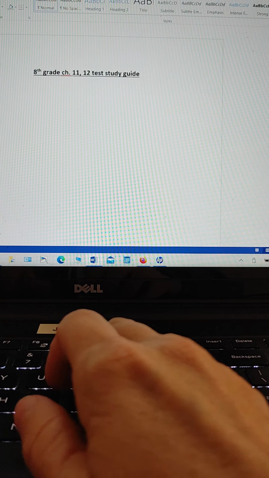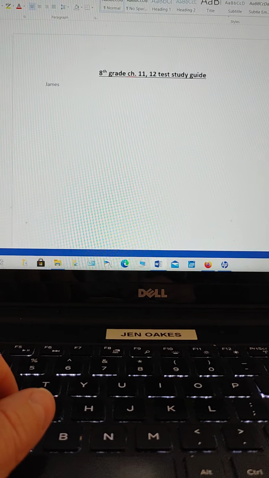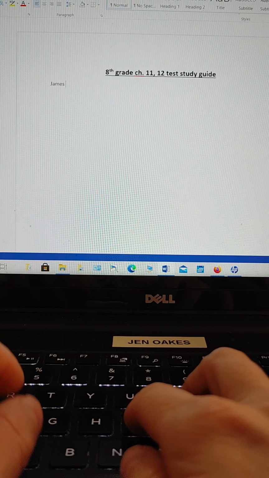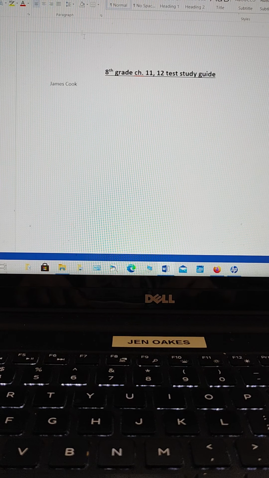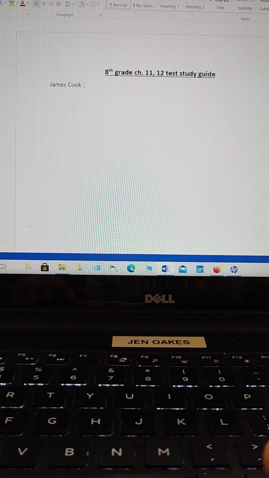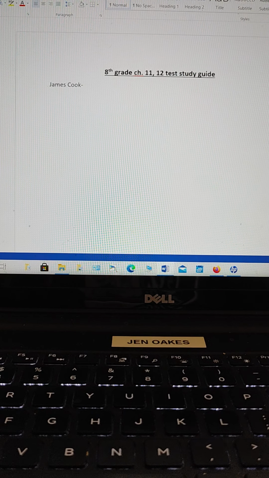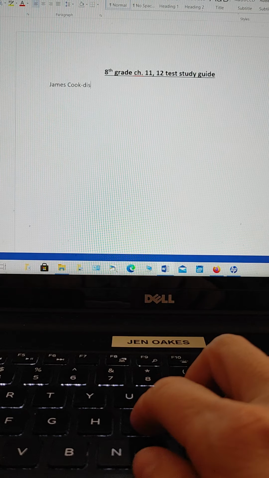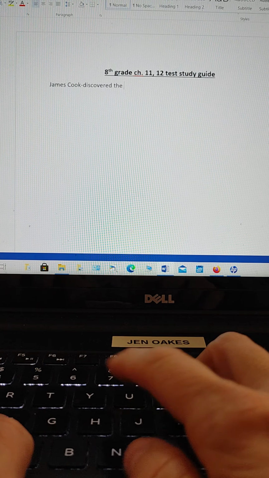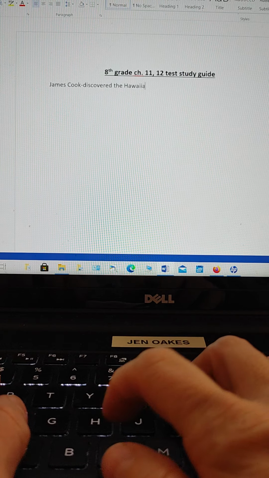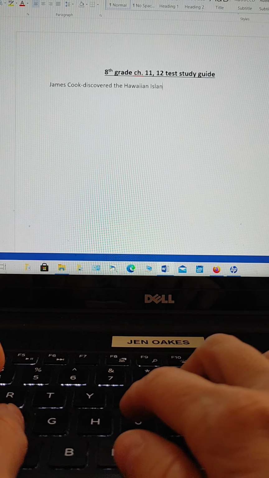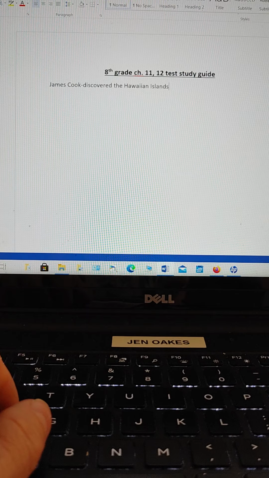So the first one I had you do was James Cook. You cannot see a thing that I am typing. There we go. James Cook. Let me make this a little bit bigger too. I thought I had it on 14. Yeah, we decided to change to 12. There we go. James Cook discovered the Hawaiian, one of those words I always have a hard time spelling. This is matching. Discovered the Hawaiian Islands in 1778.